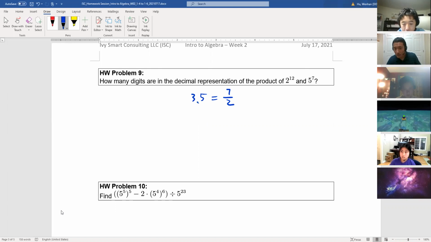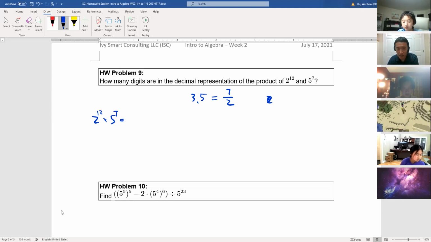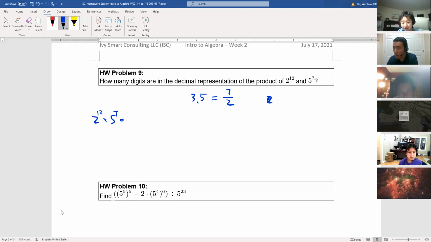So let's see the product of 2 to the 12th power and 5 to the 7th power. We don't want to multiply them out. Those are huge numbers. But since we're doing a product, we want to design something that we can easily calculate. We know that 2 times 5 is 10.